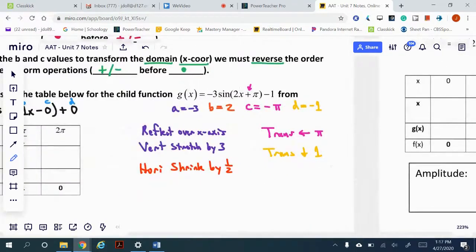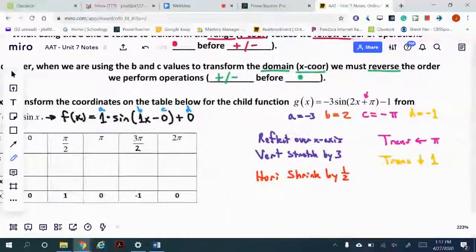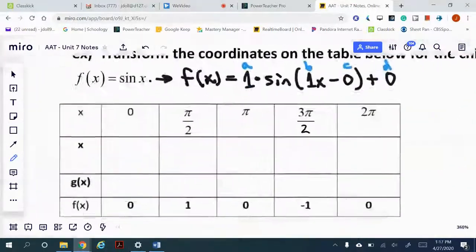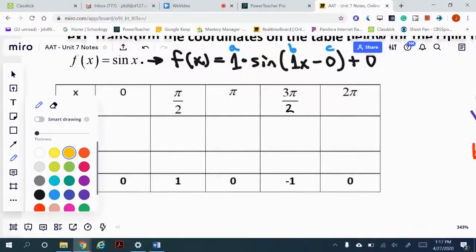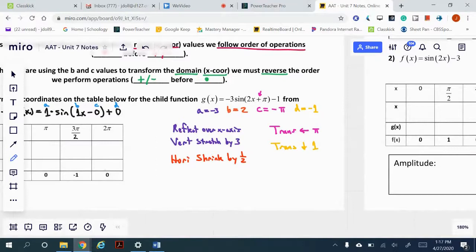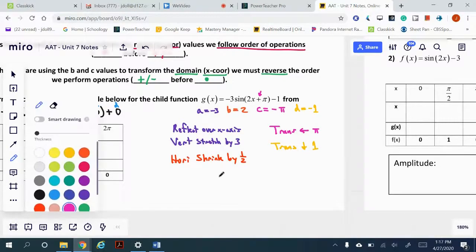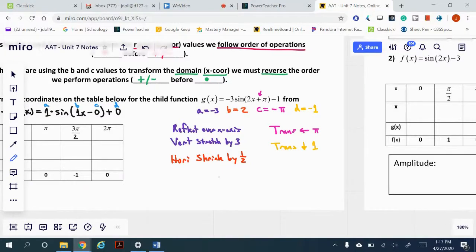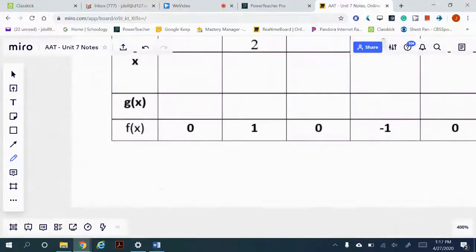So if we were describing these graphically, visually, this is what we'd be dealing with. So let's talk about how we use these numbers, -3, 2, -pi, and -1, to actually do the transformations on the table here. So what we should have noticed above, guys, is that A and D affect the y coordinates. So let's look at that first, because I'll be honest with you, those are the ones that make the most sense, ones we've worked with.